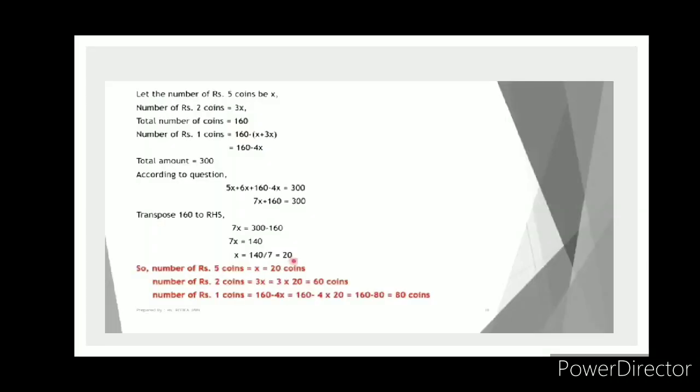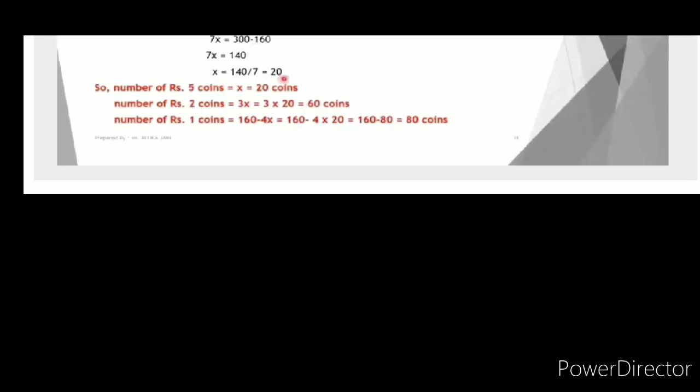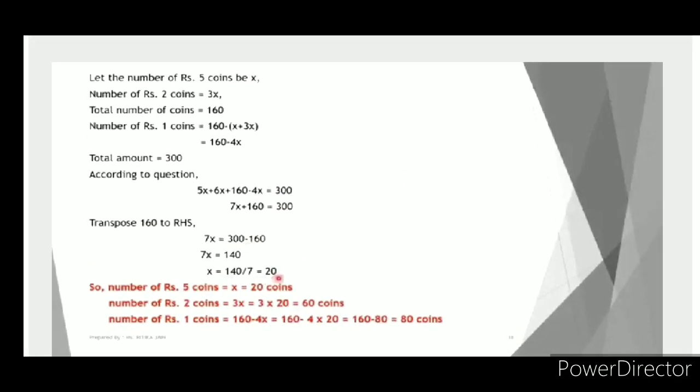Now we will find each coin number. What we discussed is only written here. Let the number of 5 rupee coins be x. Number of 2 rupee coins is 3x, because 2 rupee coins are 3 times the 5 rupee coins. That's why 3x. Total number of coins 160. Total number of 1 rupee coins is 160 minus of x plus 3x. That gives 160 minus 4x.